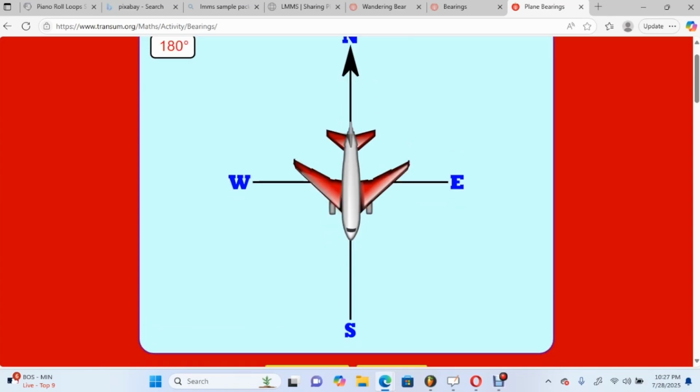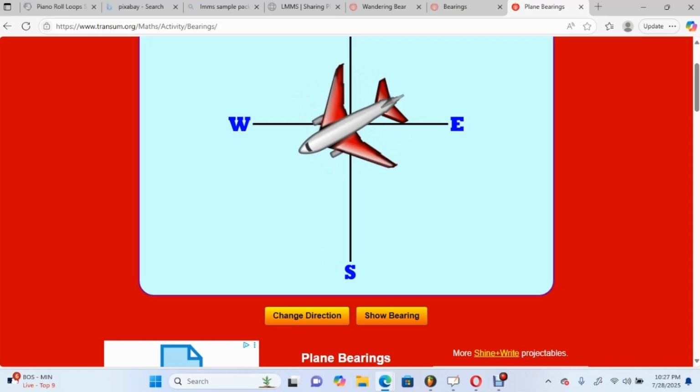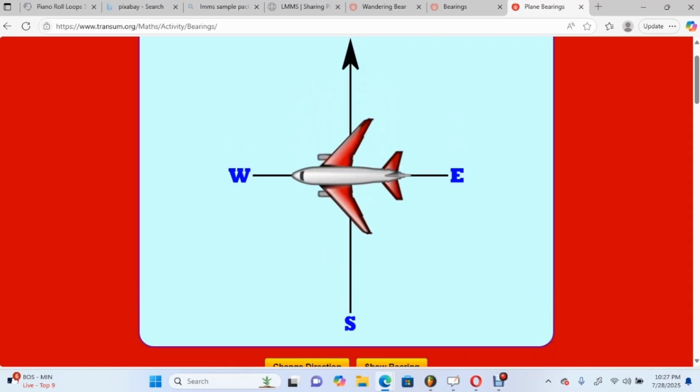Okay, I'm going to change the direction again, and then you will tell me. Say it is west. In the west, we have the bearing. You can write the answer in the comment section.